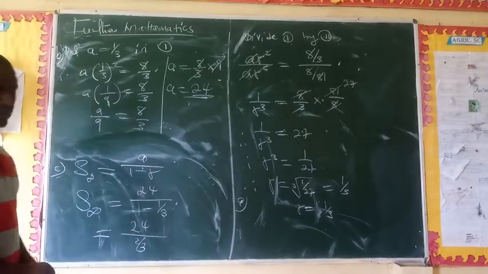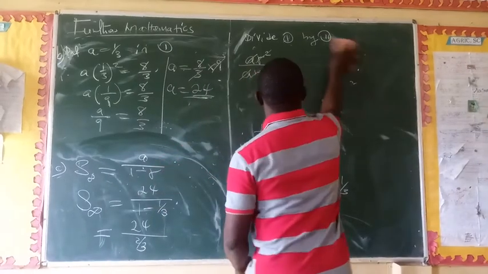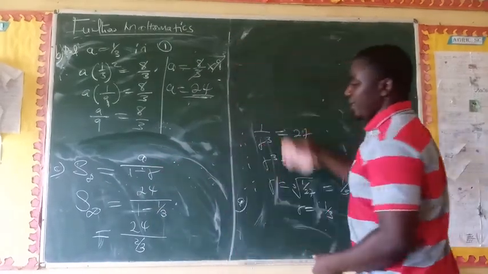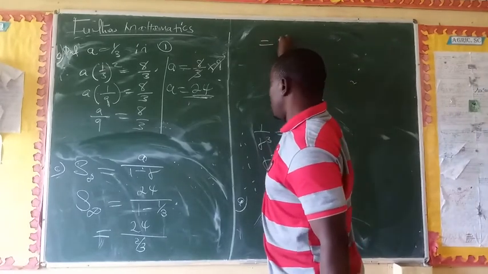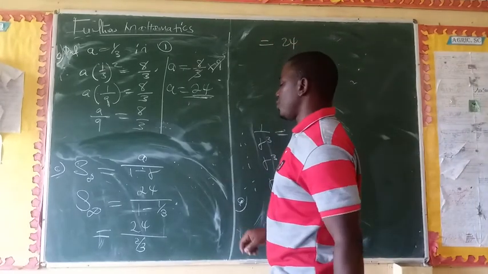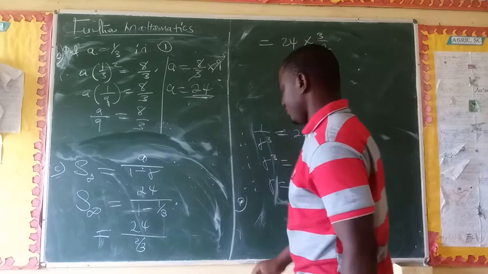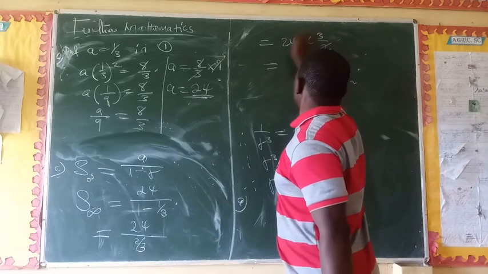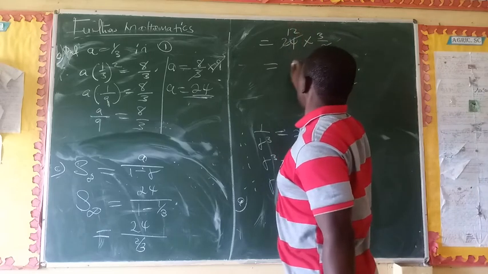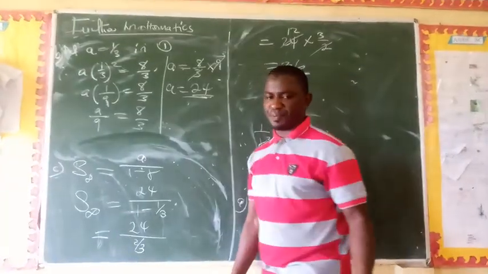So we can simplify that expression, which is equal to 24 divided by 2 over 3, which means times 3 over 2. Is that correct? Okay. So we're going to have 12 times 3 is 36. So the sum to infinity of this GP is 36.